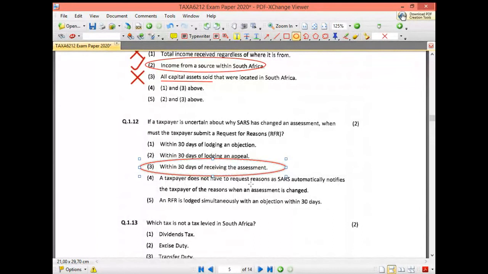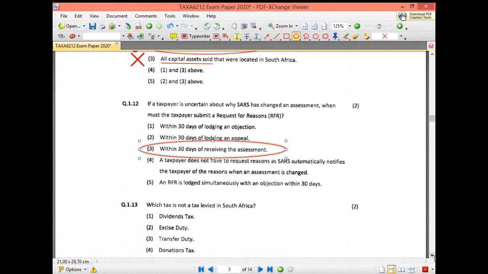Let's just quickly go through number 4. A taxpayer does not have to request reasons as SARS automatically notifies you. That is incorrect. SARS does not notify you at all. You will have to request it. And then the request for reasons is lodged simultaneously with an objection. No, you generally do it before your objection to find out why they've changed something, to see if you agree with it or not before you object. Because when you do an objection, you have to include information to support why you object to how they've treated it. Now, you will not know how they've treated it unless you know what they have actually done.